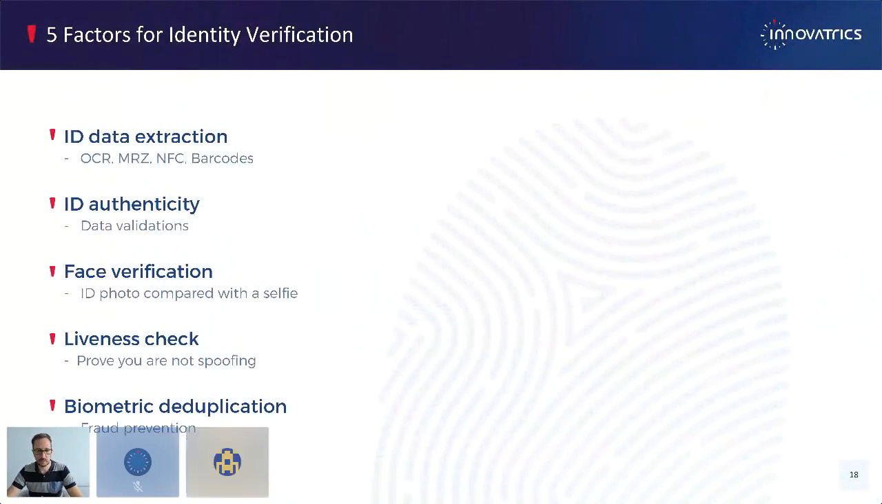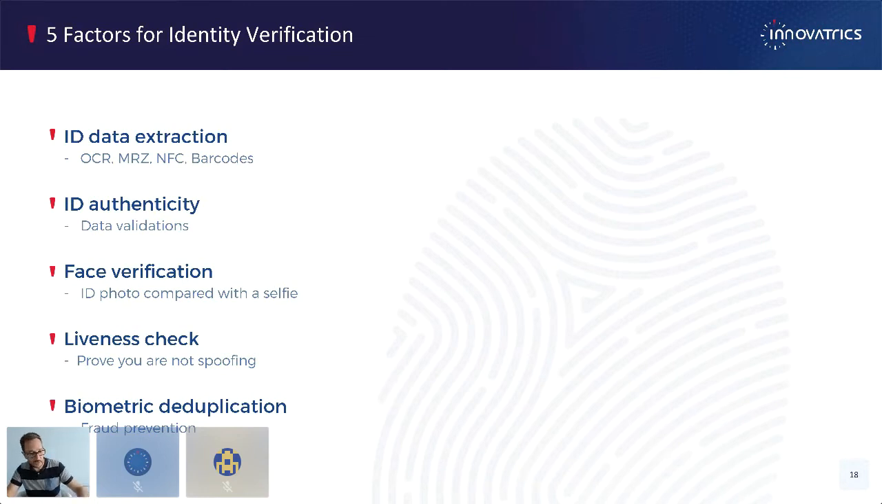So just to repeat all the key points from the presentation. The digital onboarding toolkit allows for really 5 factors identity verification. First of all, we need to extract the data from the ID, both visual parts and machine readable zones, barcodes, or NFC chips. Then we need to cross-check all the data that we extracted from the ID, do some advanced heuristic for the authenticity checks. Then we need to do the face verification, so one-to-one face from the ID against the selfie. Then liveness check, and the last step of the puzzle is the biometric deduplication.